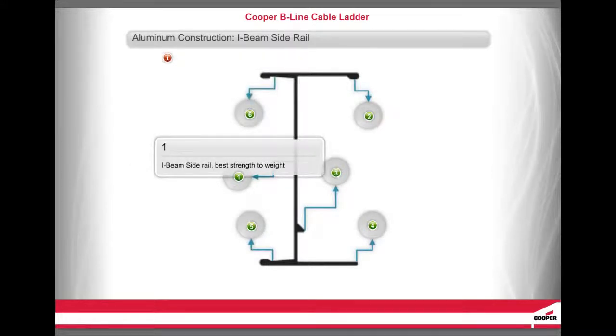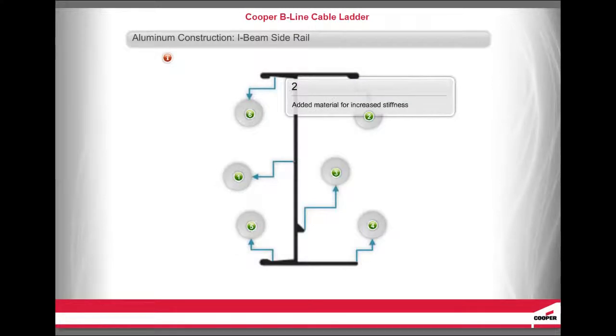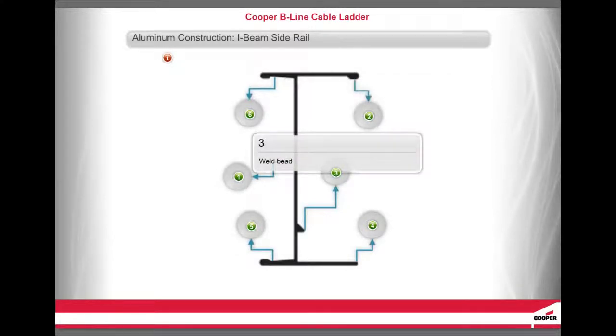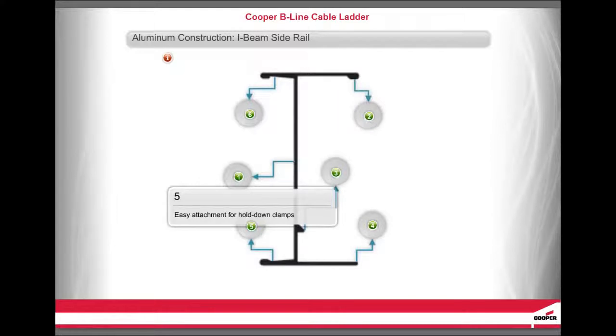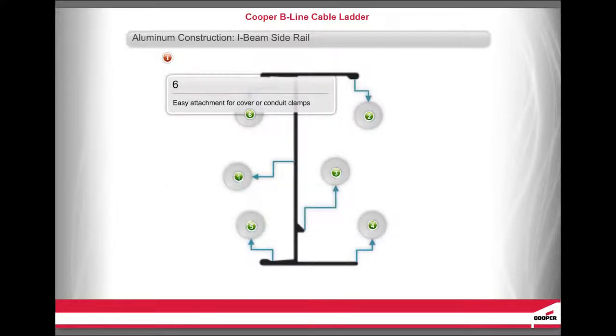I-beam side rail, best strength to weight. Added material for increased stiffness. Weld bead. Positive support for rung. Easy attachment for hold-down clamps. Easy attachment for cover or conduit clamps.